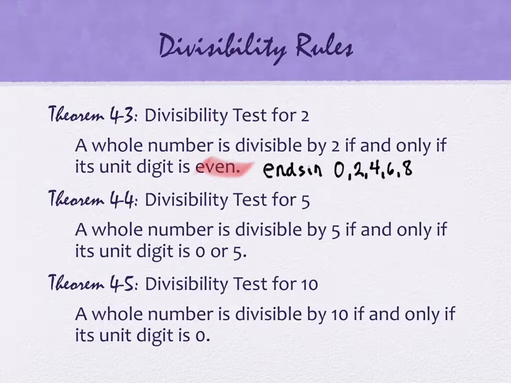Yeah, it ends in 5 or 0. Do you see this? The units digit is 5 or 0. And then the last one, how do you know if it's divisible by 10? It ends in 0. The units digit is 0.